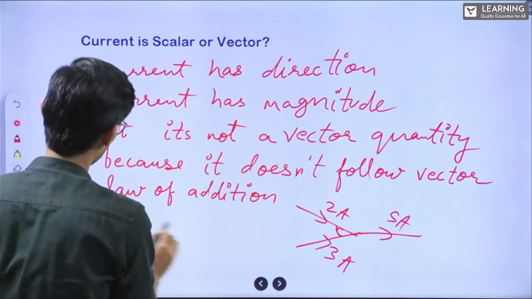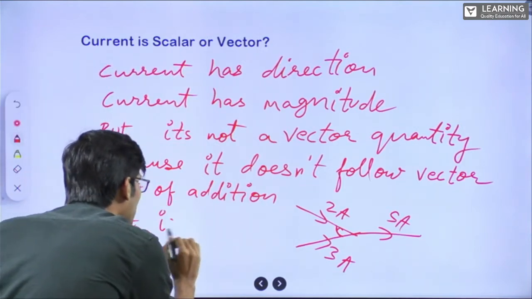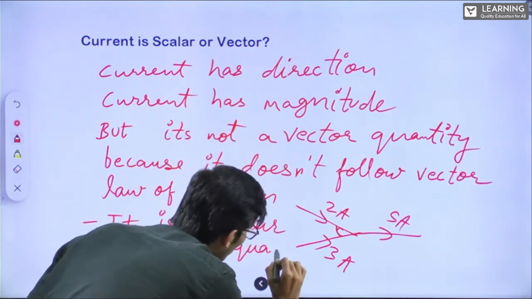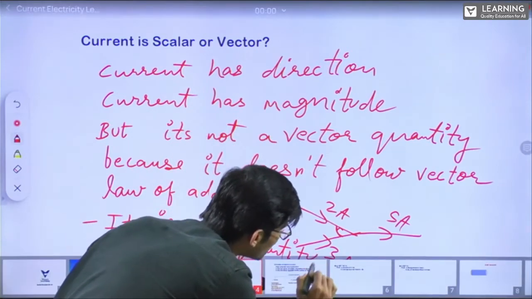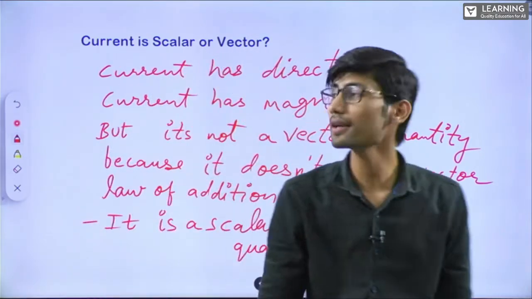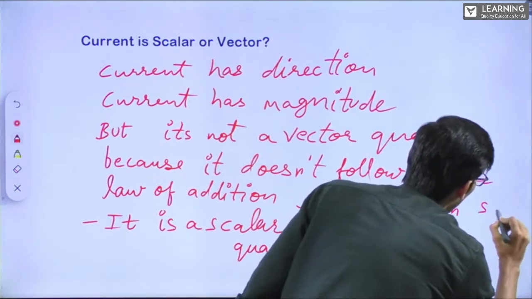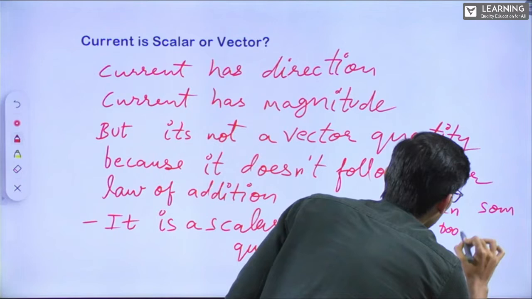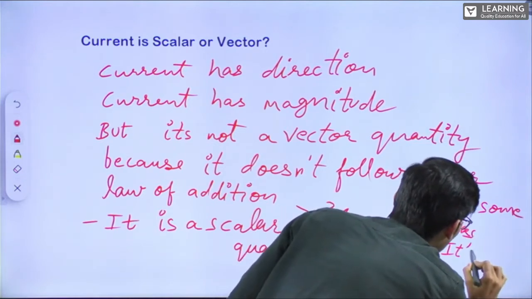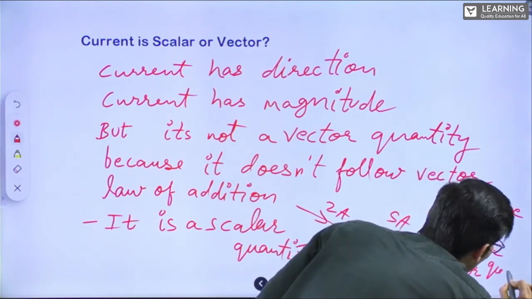If you want, you can write down. Now, see, it is a scalar quantity according to our syllabus. All right. But in some books, you will find that it is a tensor quantity. In some books, they will write it's a tensor quantity.